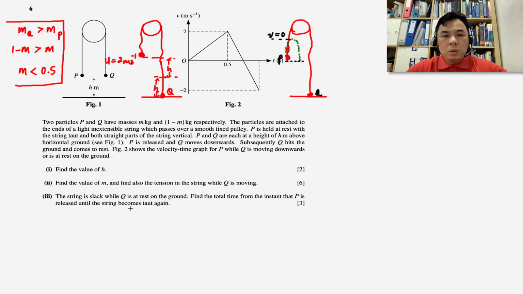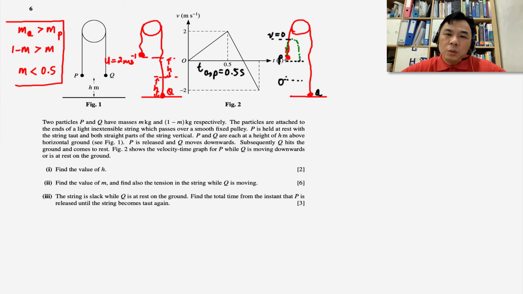But anyway, the question did mention the total time from the instant P is released, from O here. Take for instance the time taken from O to P. We have already figured that out from the graph itself. So this is the time taken from O to P, which is 0.5 second anyway. Right? So I hope that's clear.